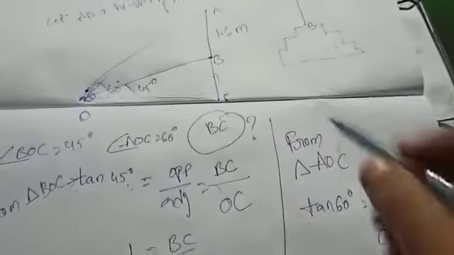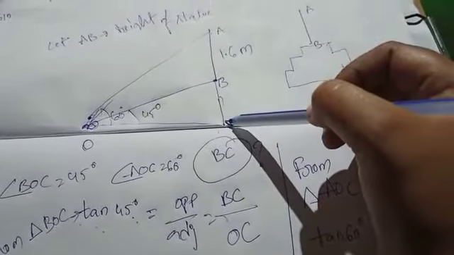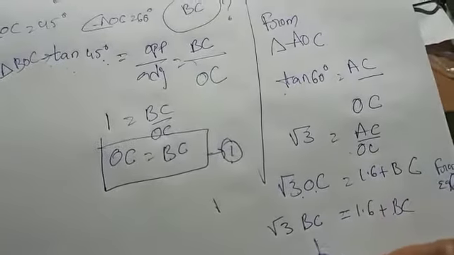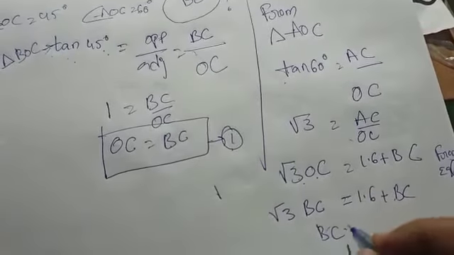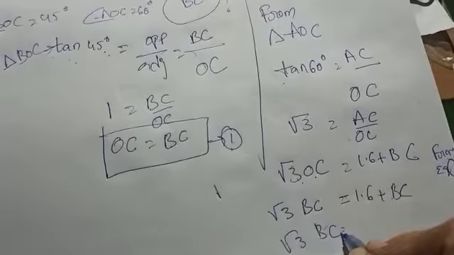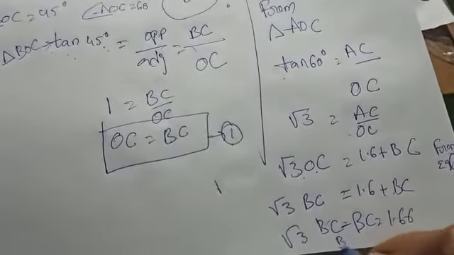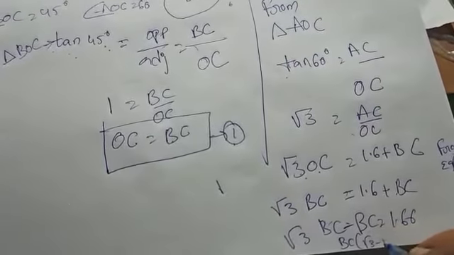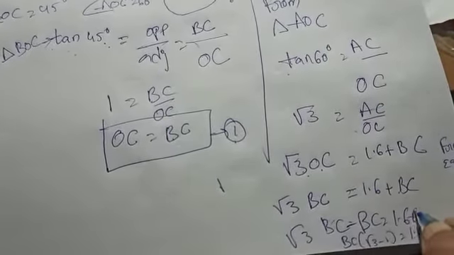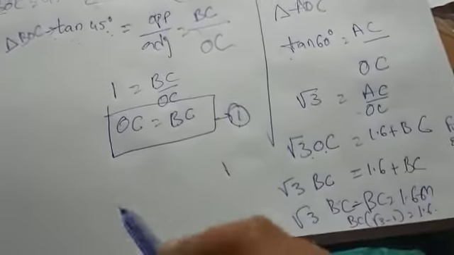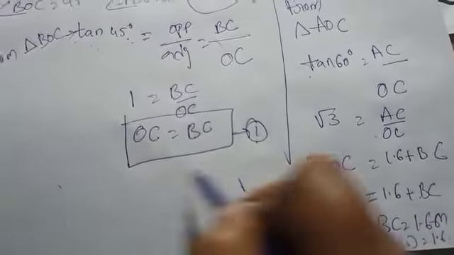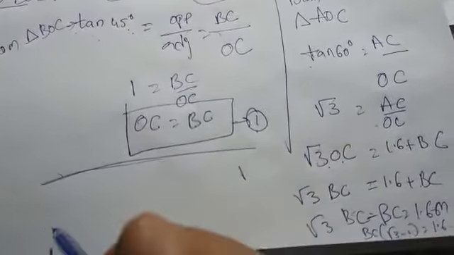Here we have to find the height of the pedestal, BC. BC equals... root 3 BC minus BC equals 1.6. BC is common, so BC times (root 3 minus 1) equals 1.6 meters. Okay, BC equals 1.6 by root 3 minus 1.